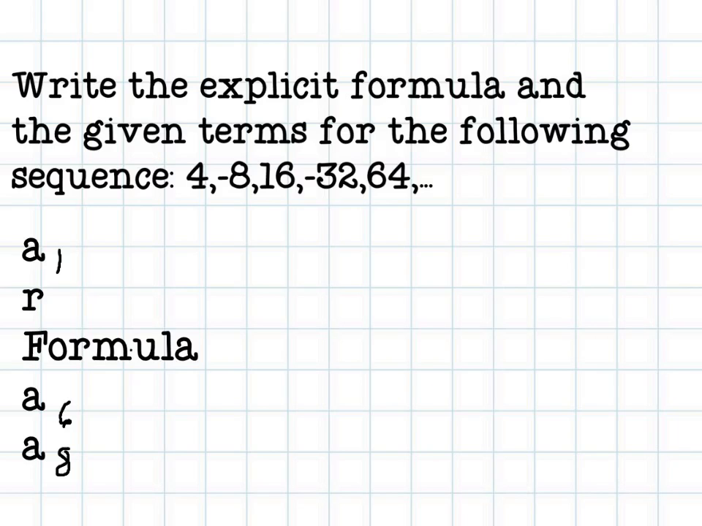Okay, now for this one I would like you to pause the video and see if you can complete and find all the pieces that we're asking you for. It says write the explicit formula and the given terms for the following sequence: 4, -8, 16, -32, 64. So pause the video and see if you can find those numbers.